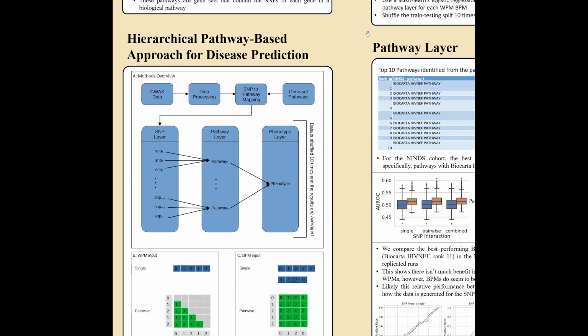My method is using a hierarchical pathway-based approach for predicting disease status. Using GWAS data genotypes and gene set pathway information, we can map the SNPs to the pathway layer. And in the pathway layer, each individual pathway will have one machine learning model that trains and then outputs from a decision function as features into a final phenotype layer, which takes all the pathways as features to then create a final phenotypical prediction.